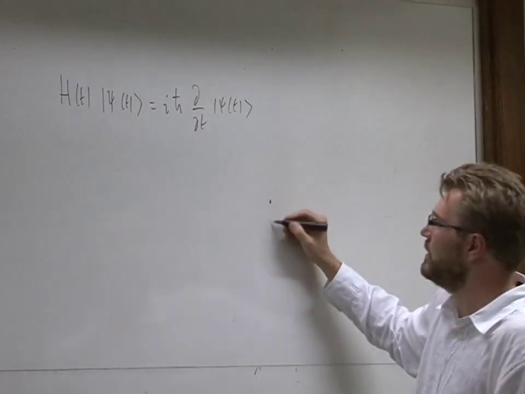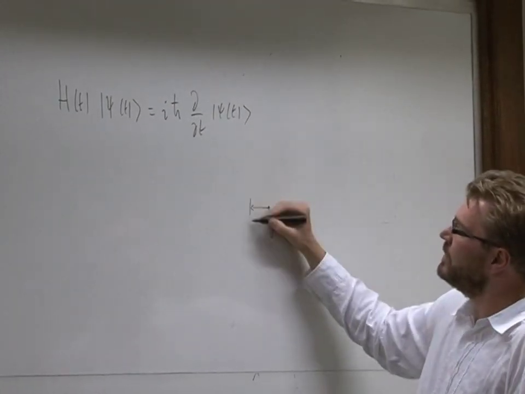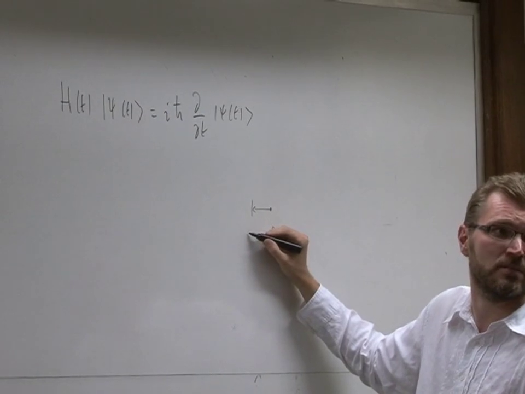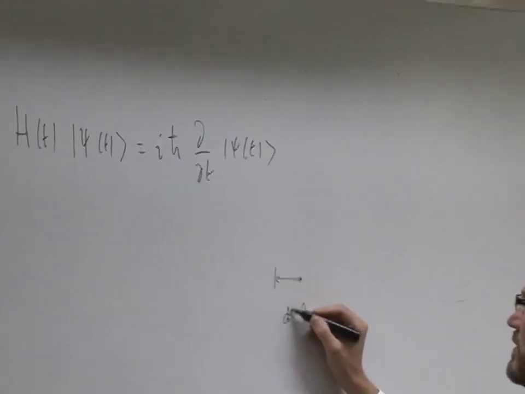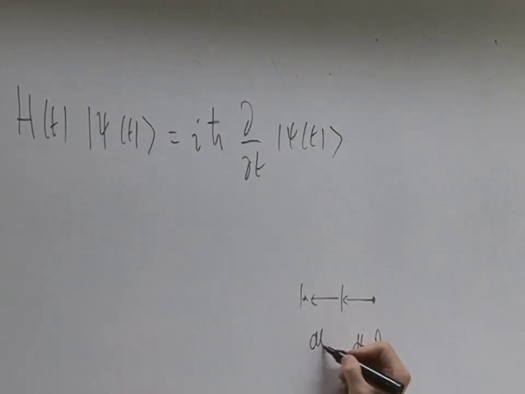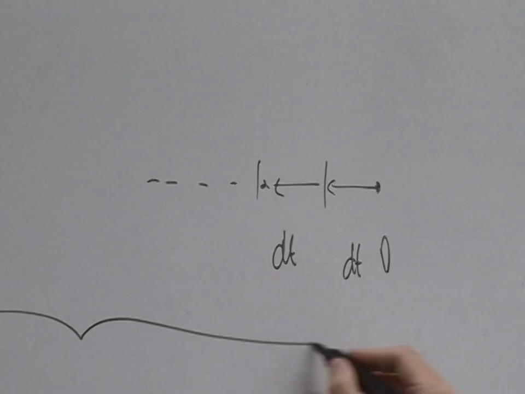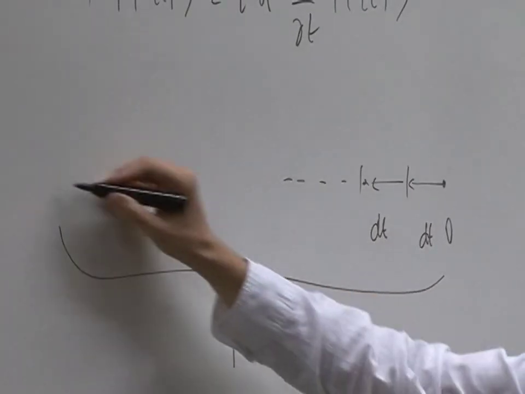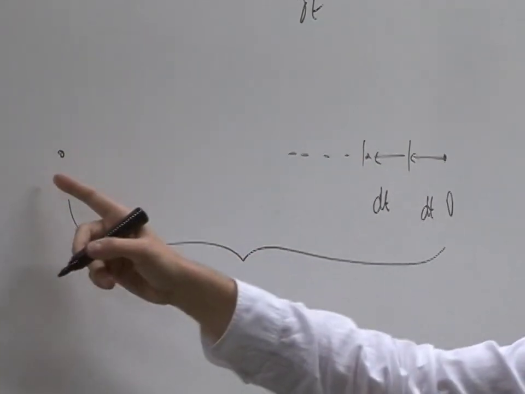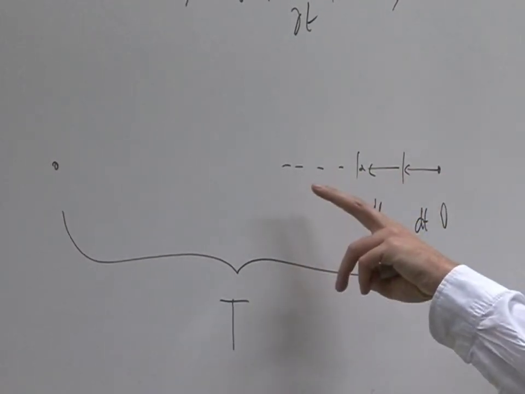we basically start at time zero. Then we evolve the system for a very brief amount of time, delta t, and then continue to the next delta t interval and so on. So if you want to talk about the evolution over a long time interval t, between the initial and the final state, you break this interval into lots of small evolutions.